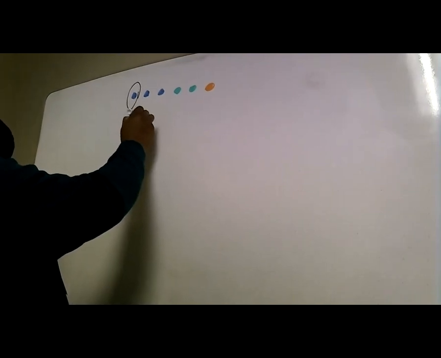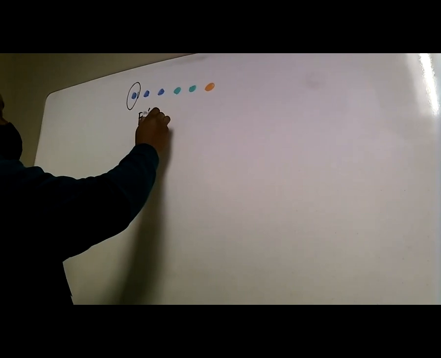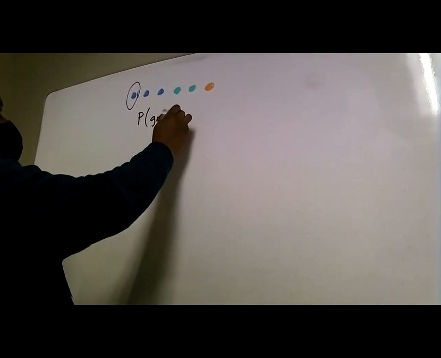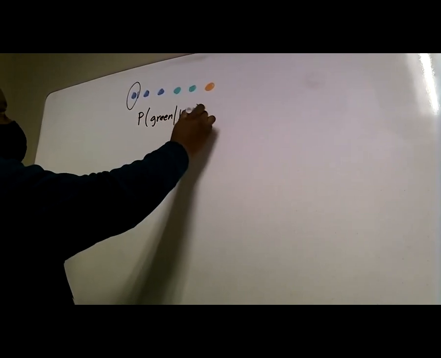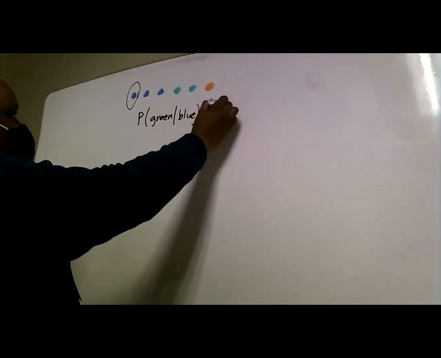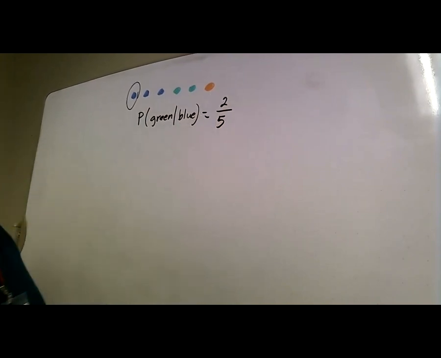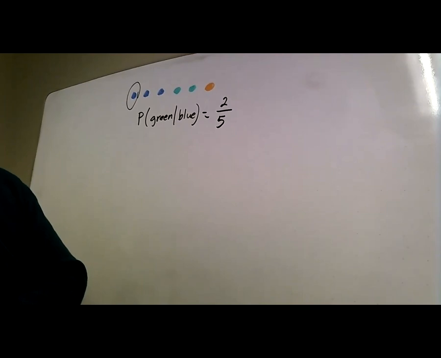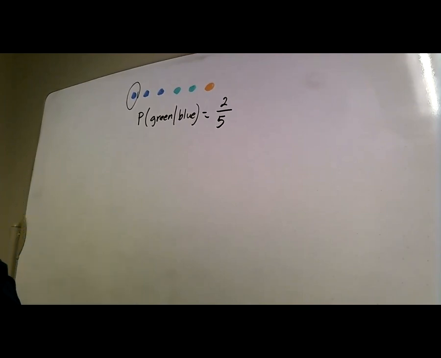So that means the probability of a green given the blue marble, there are 2 green marbles out of the remaining 5. So that's why that probability is 2/5.